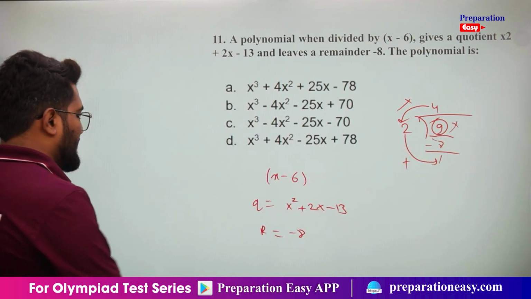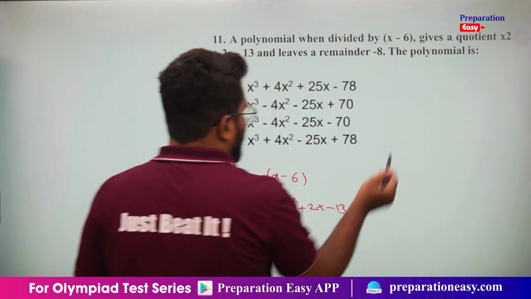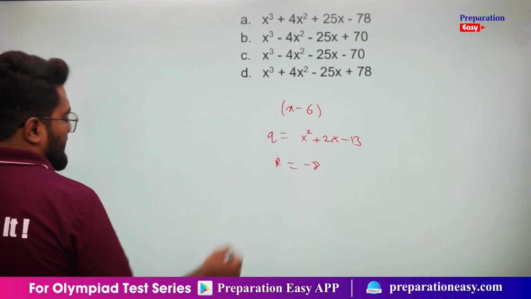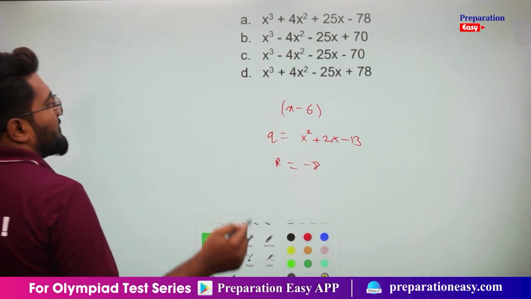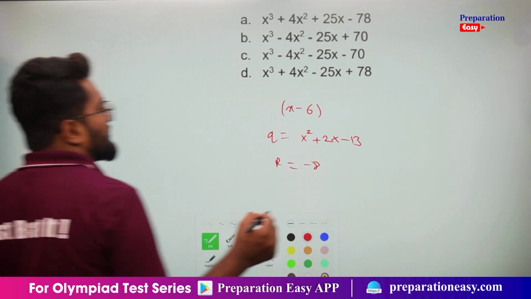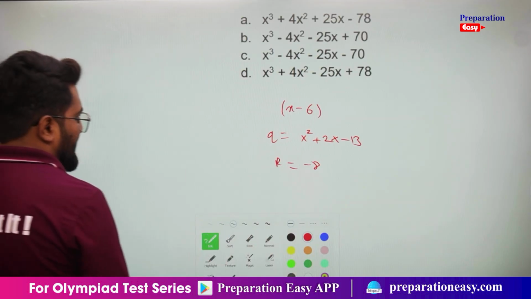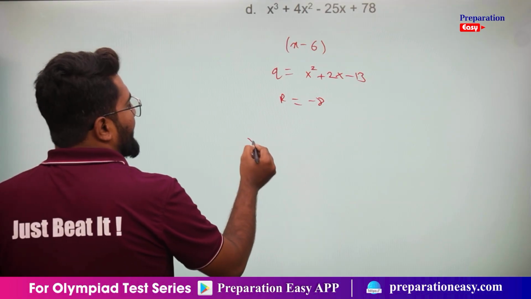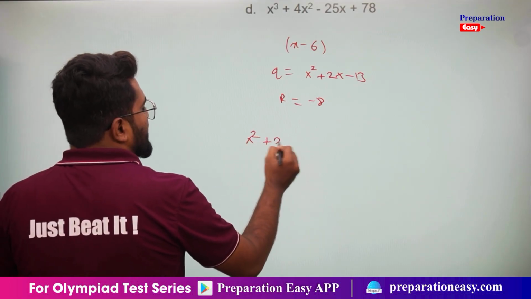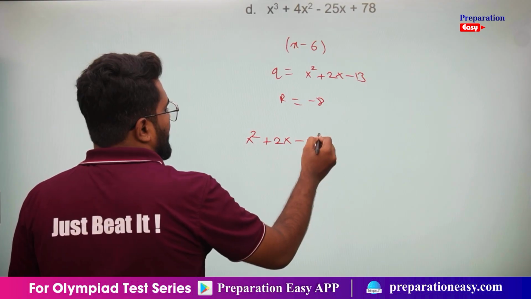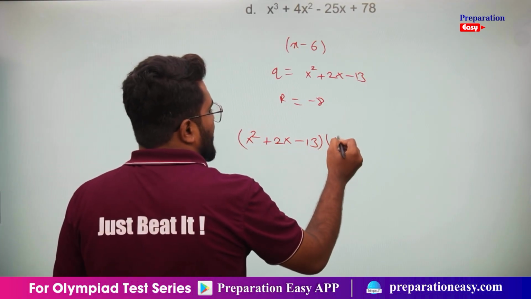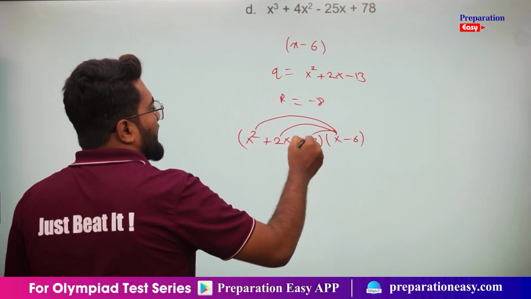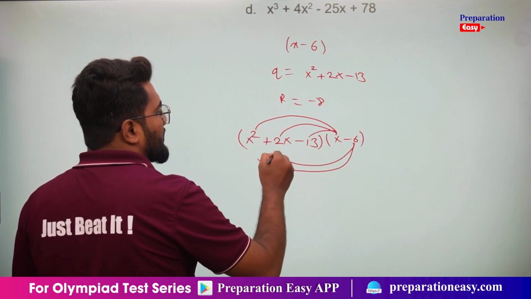Okay, so here we have to do the same. We have to first multiply x square plus 2x minus 13 with x minus 6. Okay, so let's start multiplication. First we will multiply x with all 3 terms, then multiply 6 with all 3 terms.